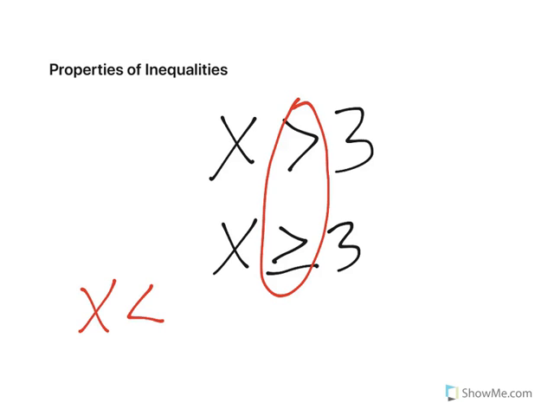Then x is less than 3, or x is less than or equal to 3. Kind of the same analogy. x can be anything up to 3 in this case, and x can be anything up to and including 3 in this case, but it's got to be less than. It can be a negative number, it can be 0. As long as it's less than 3 or less than or equal to 3, then it meets the criteria for these particular symbols.